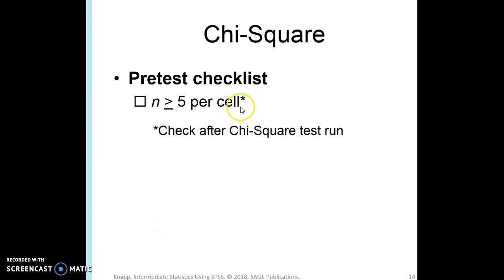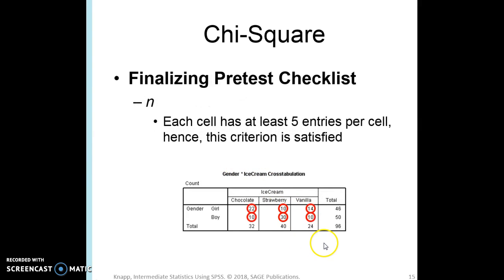Now, again, it says the pretest checklist is greater than or equal to 5, and it says checked after the chi-square test is run. And I'll tell you why. This doesn't tell you that, because this tells you what the data is, like it was in the first set of tables. This is a true contingency table.